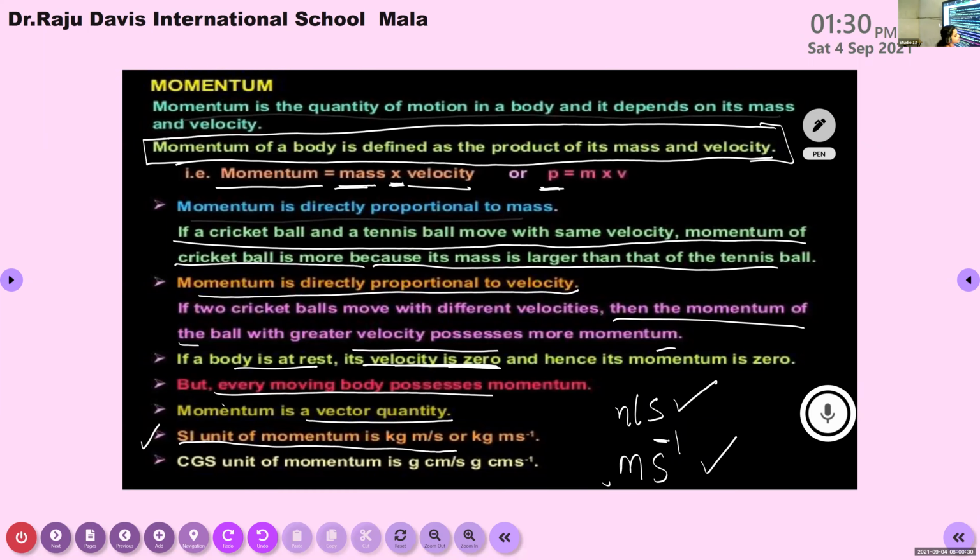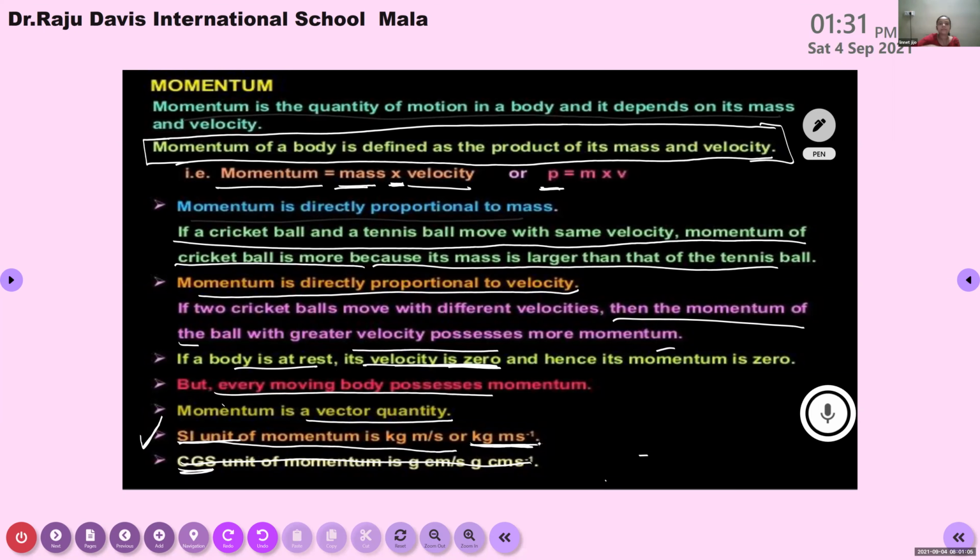You don't need to write the CGS system, because nowadays we are following the SI system of units. The CGS system of units was used in earlier days. So the CGS unit of momentum is not important. The SI unit of momentum is kilogram meter per second, or kg m s raised to -1. Is it clear?